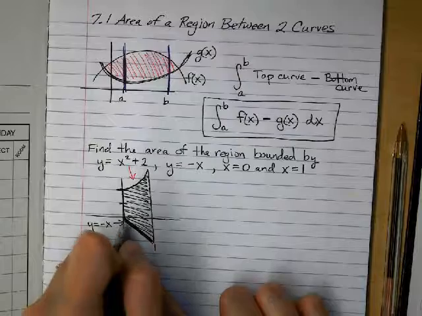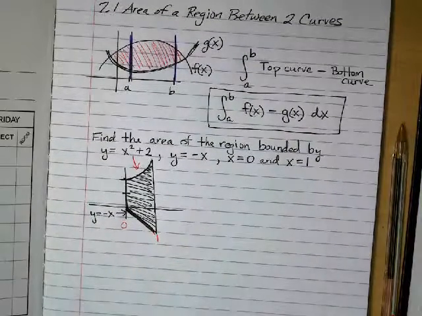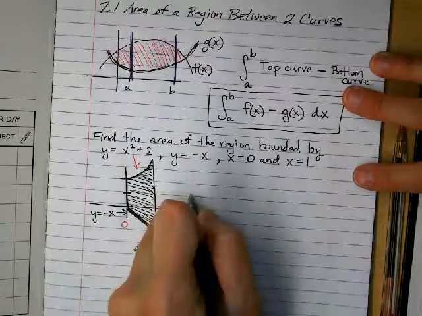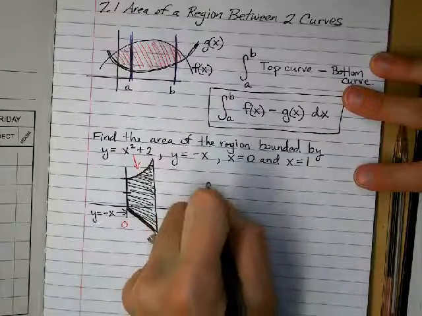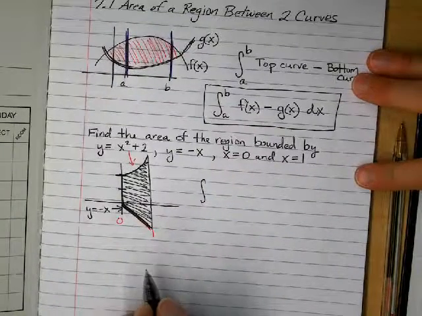So what do you think? Is that okay? Kind of get how it's set up? So we're trying to find the area of this. So the area is going to be the integral from what to what? 0 to 1.